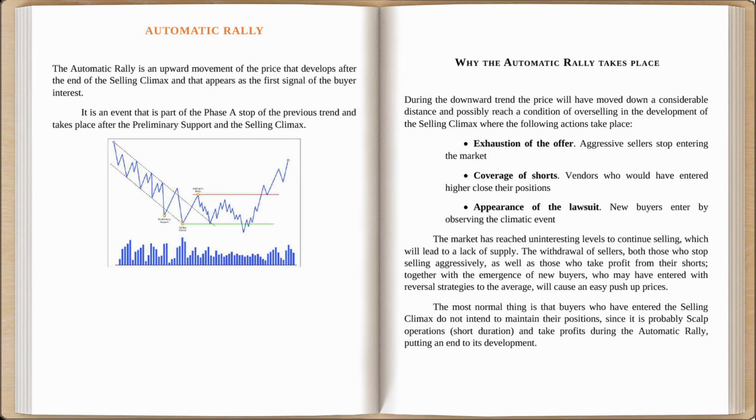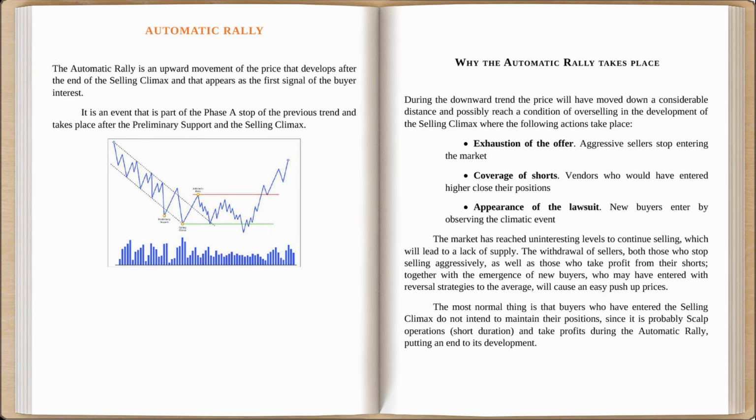During the downward trend, the price will have moved down a considerable distance and possibly reached a condition of oversold in the development of the selling climax, where the following actions take place. Exhaustion of the offer: aggressive sellers stop entering the market. Coverage of shorts: sellers who would have entered higher close their positions. Appearance of demand: new buyers enter by observing the climatic event. The market has reached uninteresting levels to continue selling, which will lead to a lack of supply.